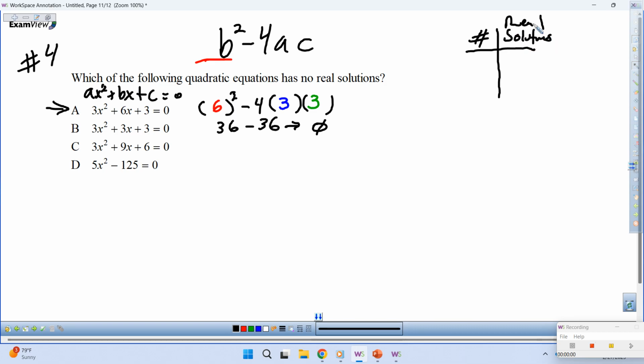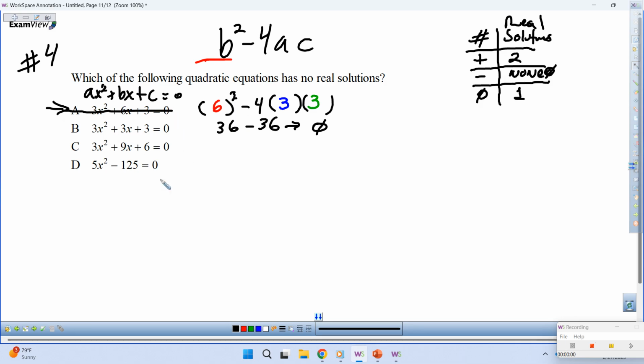real solutions. If we end up with a positive number, there's 2 real solutions. If we end up with a negative number, there's none. And if we end up with a 0, it's 1 real solution. So what do you guys notice for this one? This one has 1 real solution. They're asking us for the no real solution, so the answer is not that one.